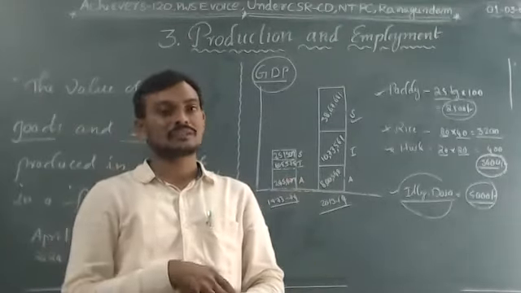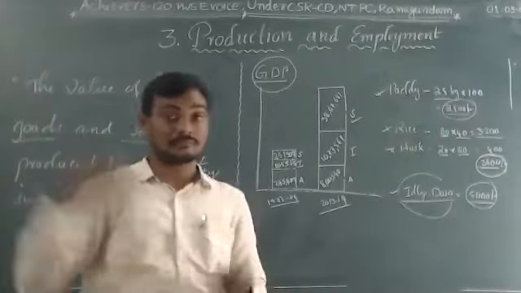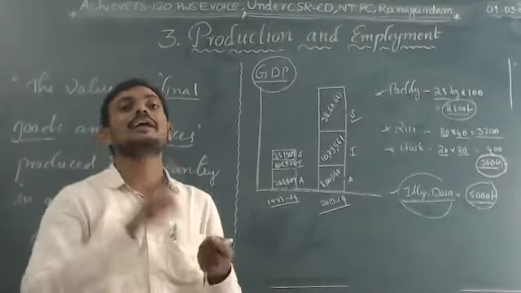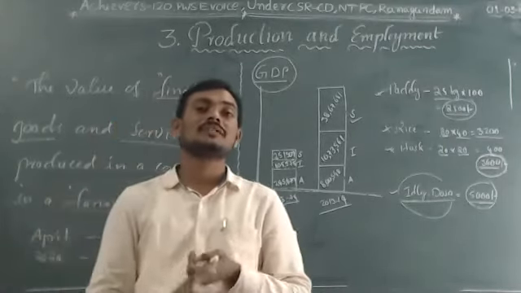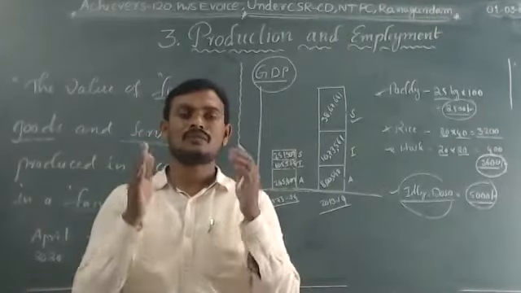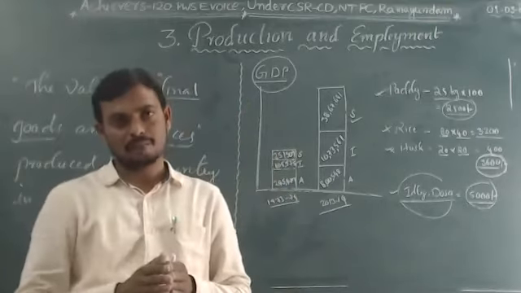What we call gross domestic product, or sometimes we use the term national income. Because we discussed in the previous classes what per capita income and national income are. What does national income mean? The income of the entire nation, or the income of the total population, is called national income, isn't it?